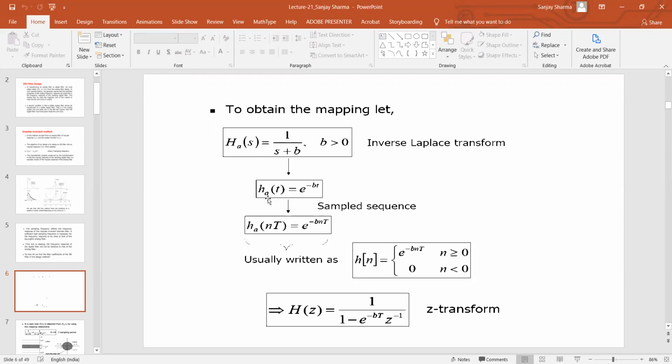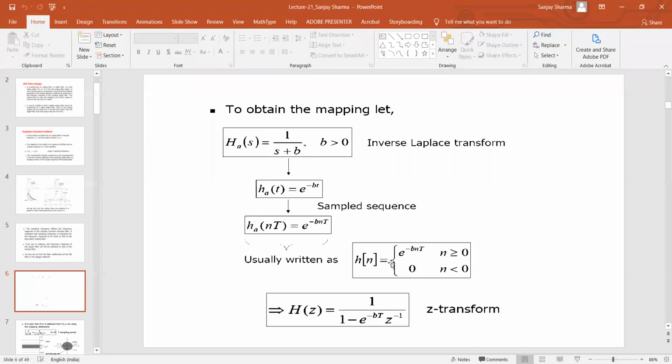How do we get the sampled version? We replace t with nT, so this small t will be replaced with n capital T. So h(nT) is equal to e to the power minus b n T. h(nT) can usually be written as h(n). So this is given by e to the power minus b n T when n is greater than or equal to 0, and 0 when n is less than 0.